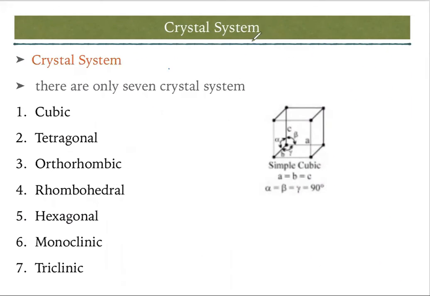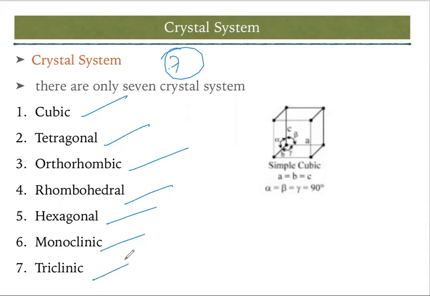Talking about the crystal system, in nature there are a total of 7 crystal systems. Those crystal systems are cubic, tetragonal, orthorhombic, rhombohedral, hexagonal, monoclinic, and triclinic. Here is a picture of a simple cubic crystal system. Now we have to remember the different side lengths.